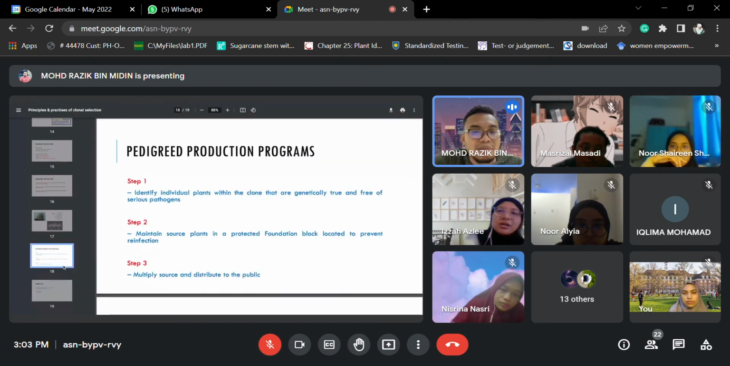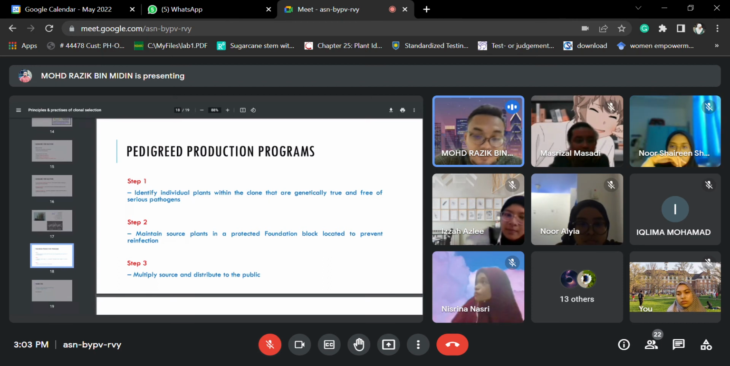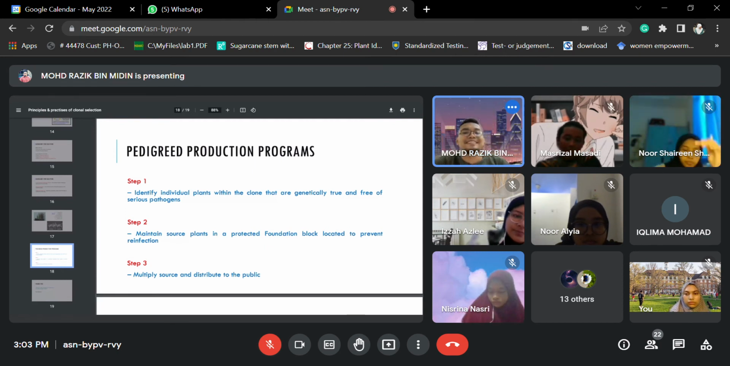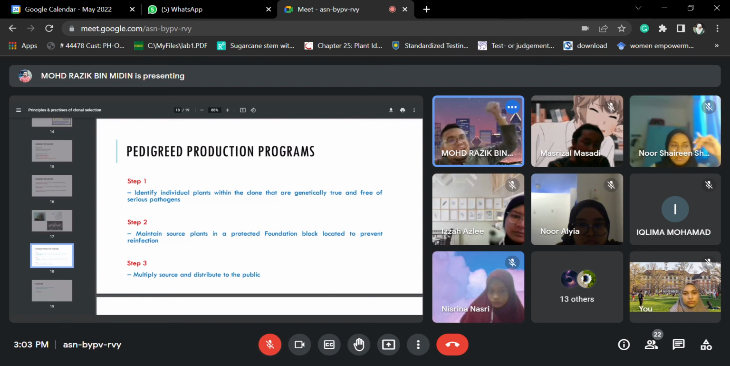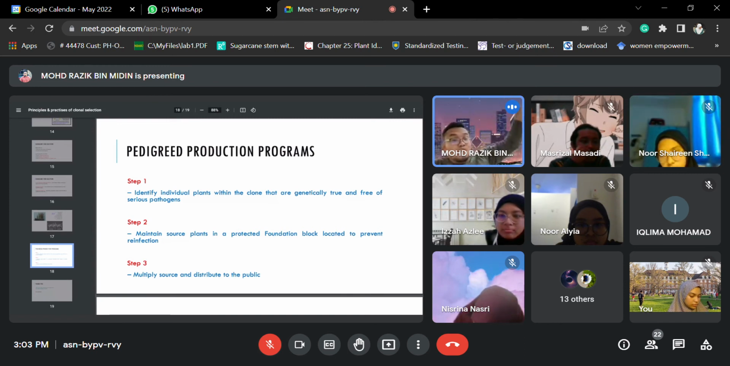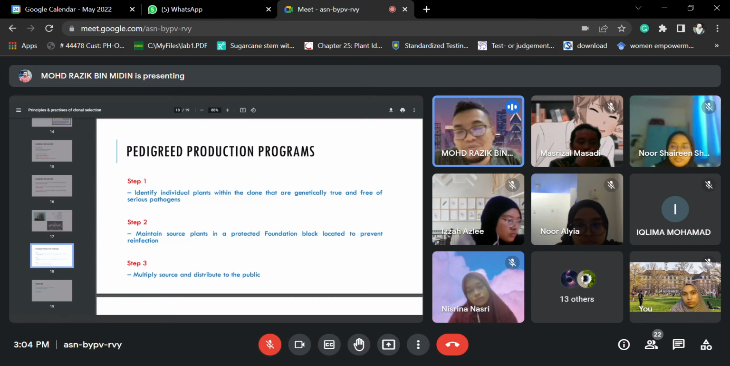So, pedigree production programs. First, identify individual plants with the clone that are genetically true and free from previous pathogen, of course. Step 2, maintain source plants in a protected foundation block to prevent reinfection. And then multiply the source and distribute to the public. Meaning we start from how we select the stock plant, and then the phenotypic characteristics that we have to observe before doing multiplication. Then maintain the source plant in a protected foundation block to prevent infection. And number 3, multiply the source and distribute to the public. Everything we do, of course, is a contribution to the public. Okay? Clear, everyone?